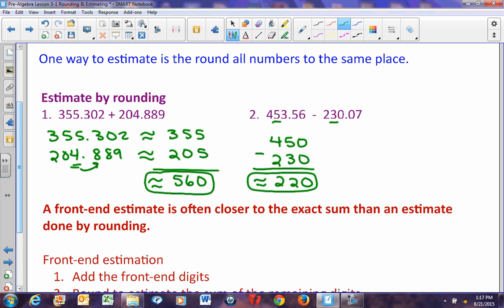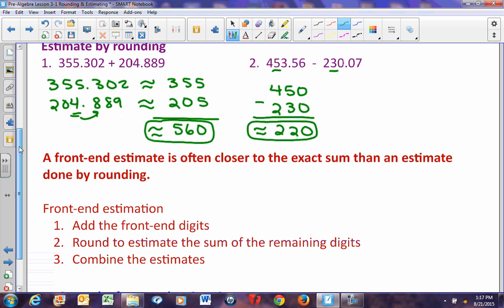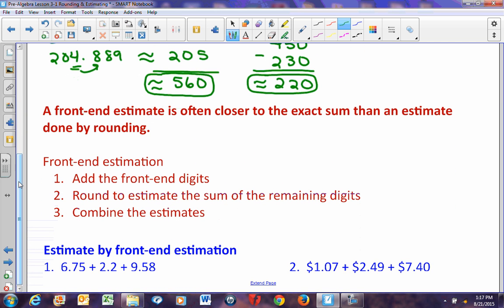Another way of estimating is using what we call front-end estimation. Front-end estimation is often closer to the exact sum than an estimate done by rounding. It's a little weird. I don't do it often, but I do it once in a while, so it is important to understand it. With front-end estimation, you're going to add your front-end digits. In other words, add whatever digits are your first digits. Okay? Round to estimate the sum of the remaining digits, and then combine your estimates.